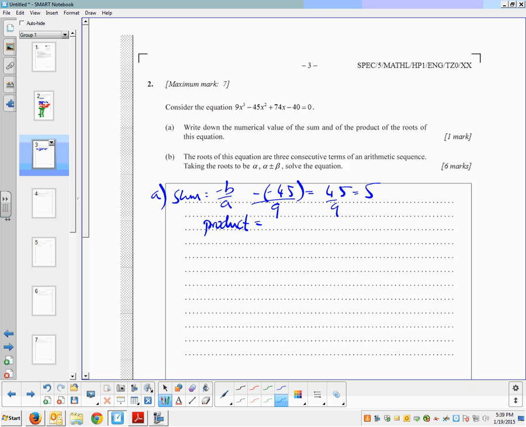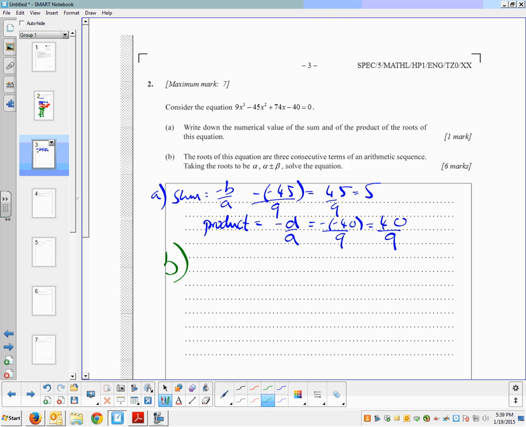And the product is minus d over a. So that's minus minus 40 over 9, 40 over 9. Doesn't simplify that one. Part B. It tells you the roots of this equation are 3 consecutive terms of an arithmetic sequence.